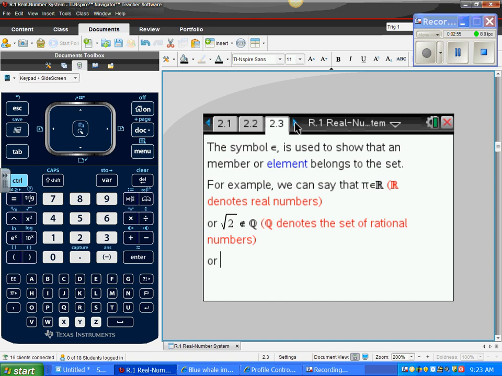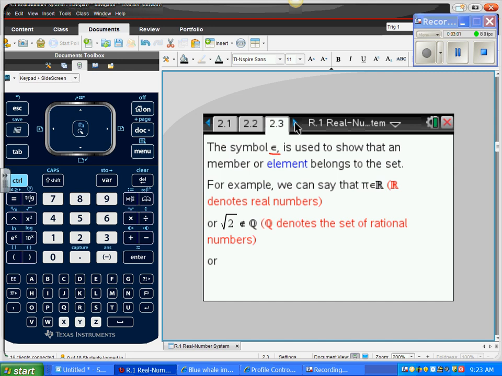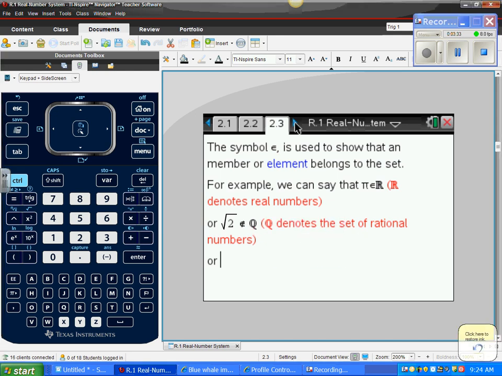This symbol here is used to show that a member or an element belongs to a set. We use this in place of the word element. For example, we can say that pi is an element of the real numbers. So pi is part of the real number system. Or the square root of 2 is not an element of the rational numbers, because we know square root of 2 is irrational. So this would mean not an element.